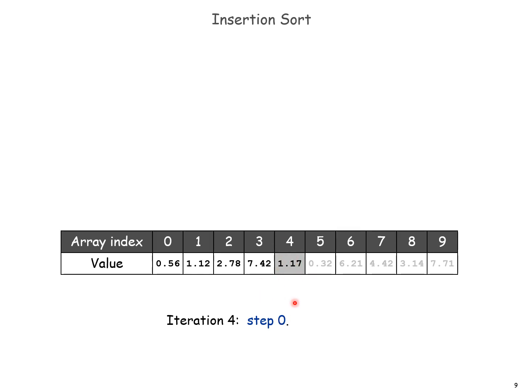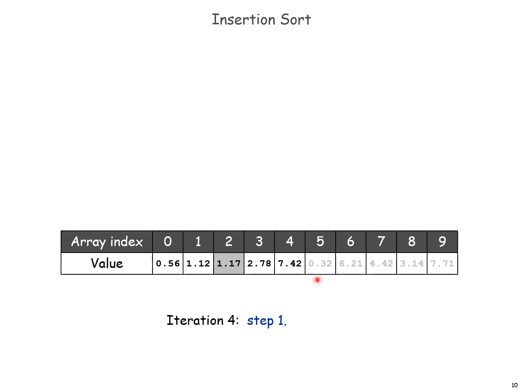Now 1.17 is the key element. Compare this key element with the previous item, which is 7.42. When we compare it, we see that the key element is a smaller element. So let us go for a swap. Now this key element is smaller than the previous item. So let us go for a swap. Now comparing this key element, the previous element is smaller. So that is it. So we have read 5 elements and all the 5 elements are in sorted order.